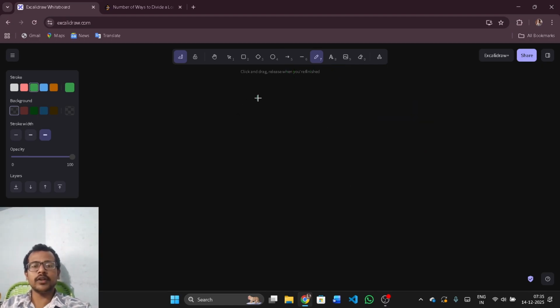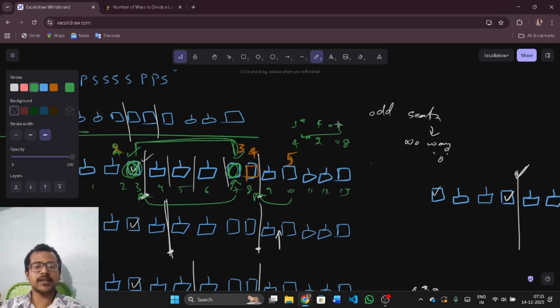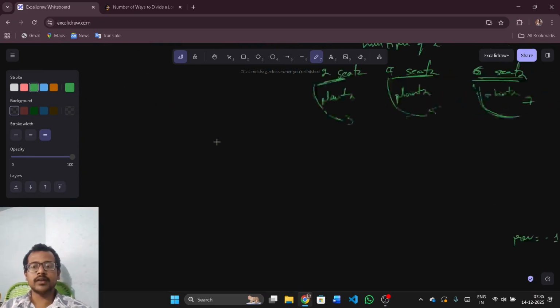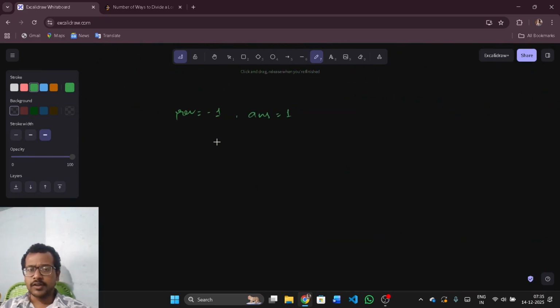So how can I write the code here? Previous I'll initialize with -1 and the answer is equal to 1, not 0. Why? Because if I just multiply by 0, it is nothing but a mistake. I'll tell you when the number of ways will be 0. When seeds are lesser than 2 or seeds are 0, that's how I'll get. And if seeds are there but odd, then in these three cases we'll return 0 as the output.